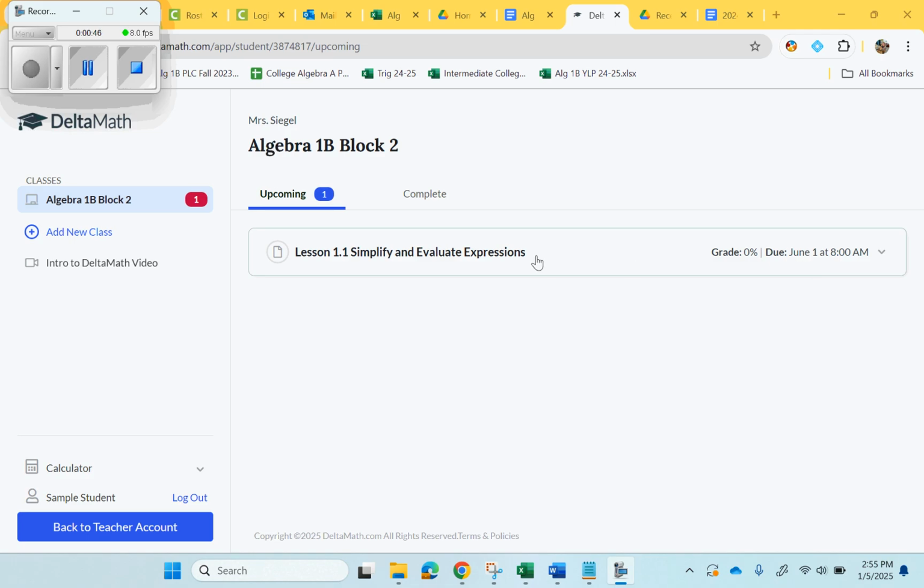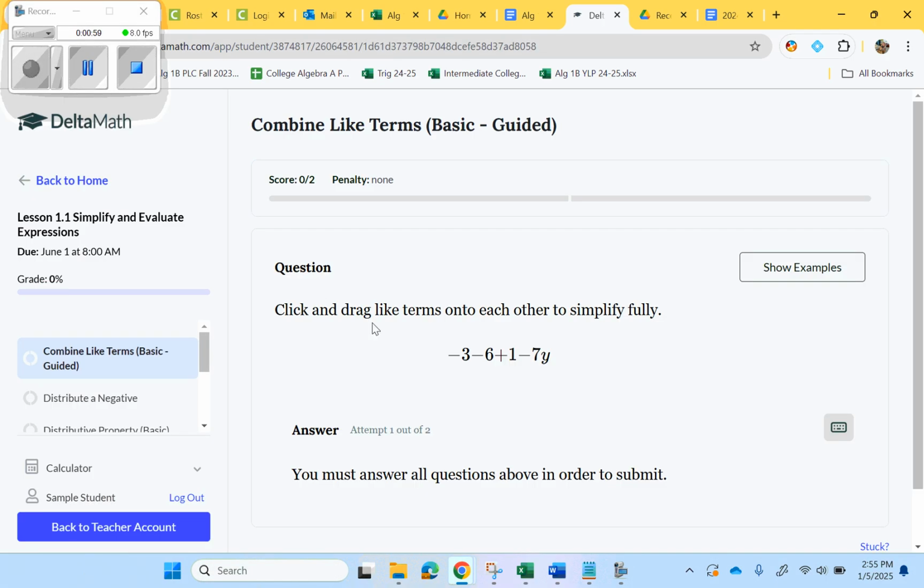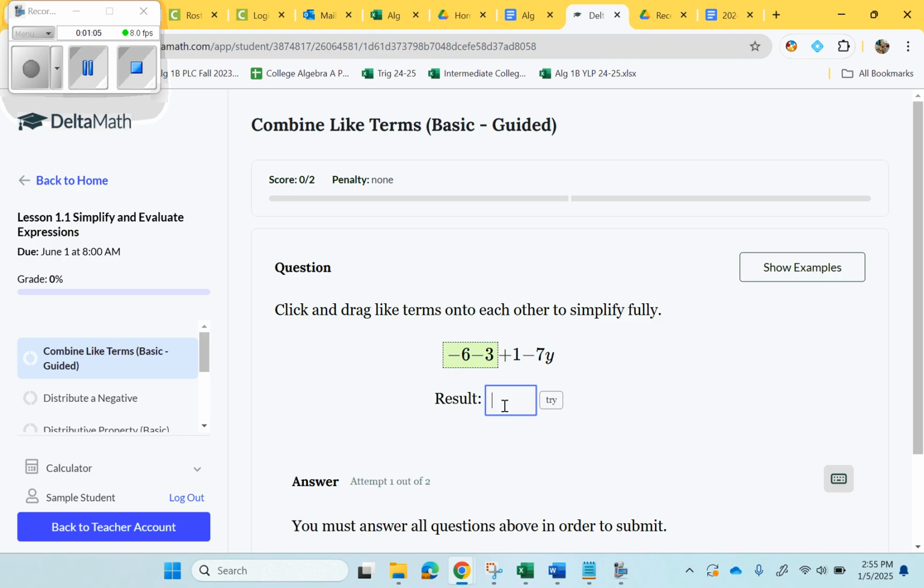But the first thing I want to do is kind of show you this lesson 1. It has several objectives here, but notice there's just a couple questions per objective. So I'm going to click on the first one. I'm going to tell you kind of how it works. So you need to click and drag the terms onto each other and simplify that.